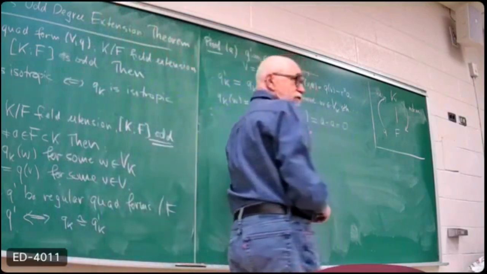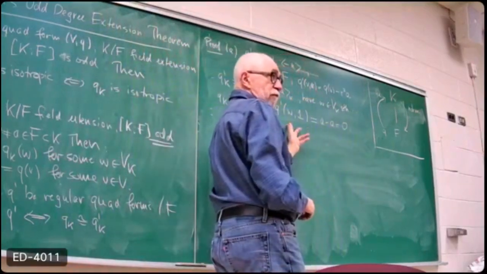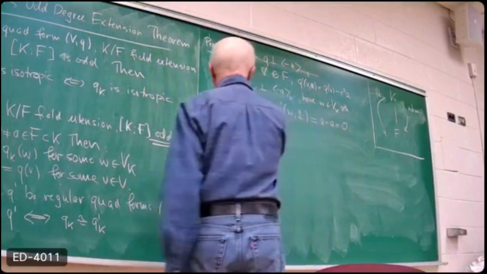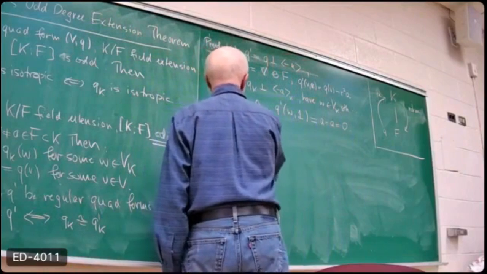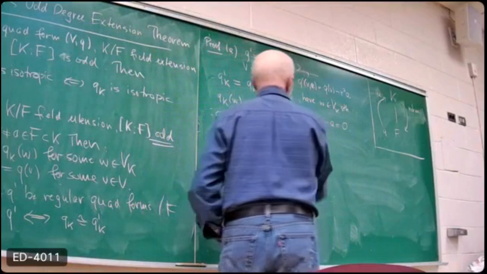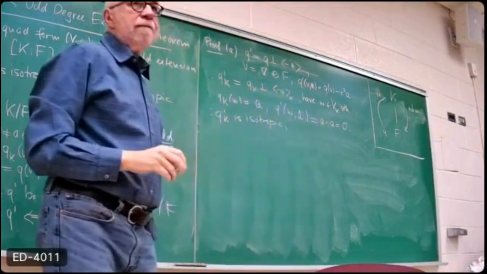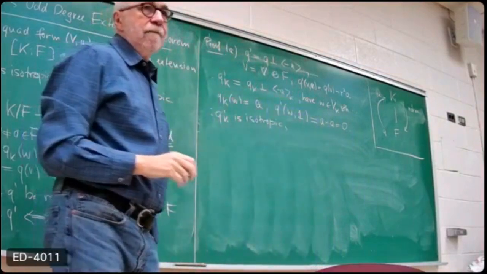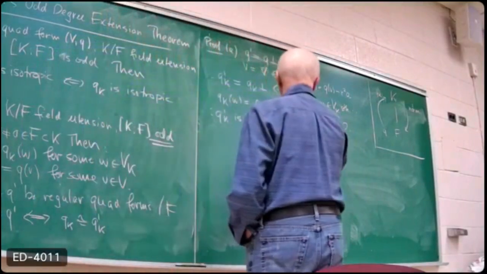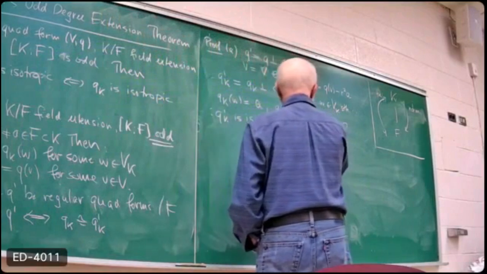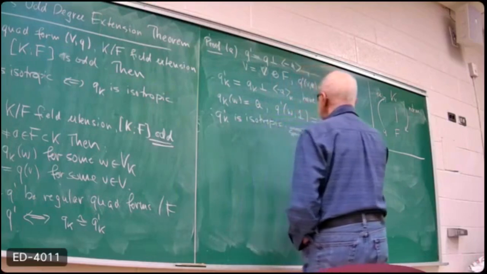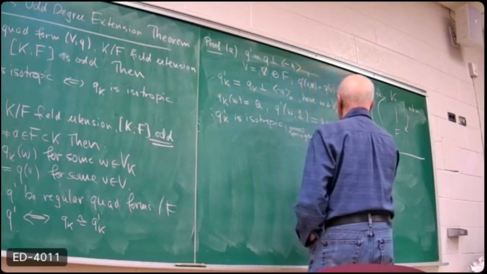Now, this is a non-zero vector. Use one component. So what this tells you is that Q prime K is prime. Well, because our field extension is odd, and then we apply Euler's theorem, which says that Q prime is odd.